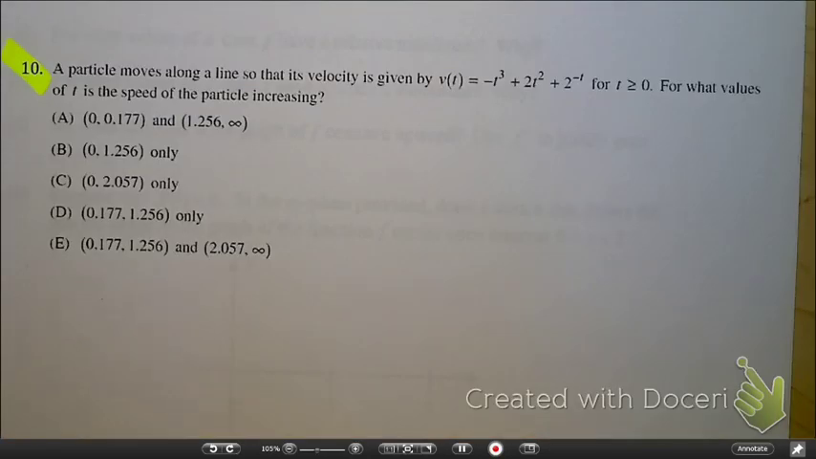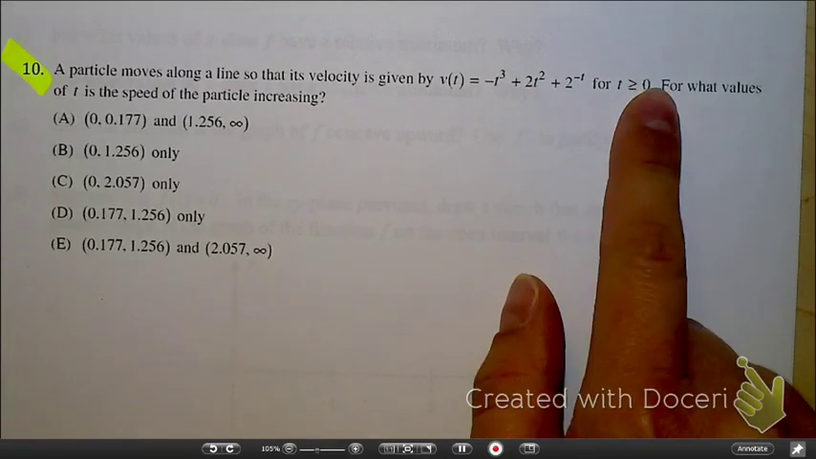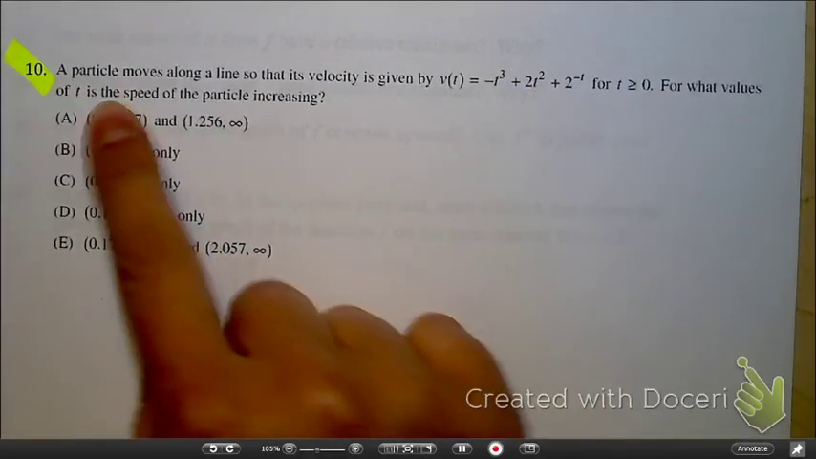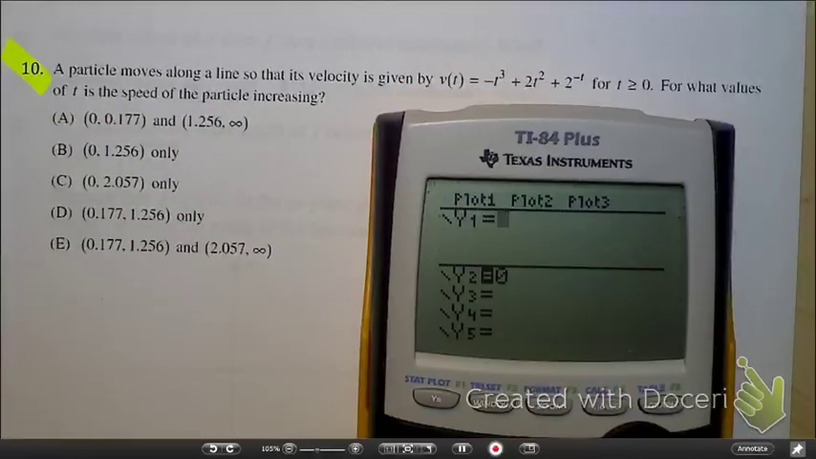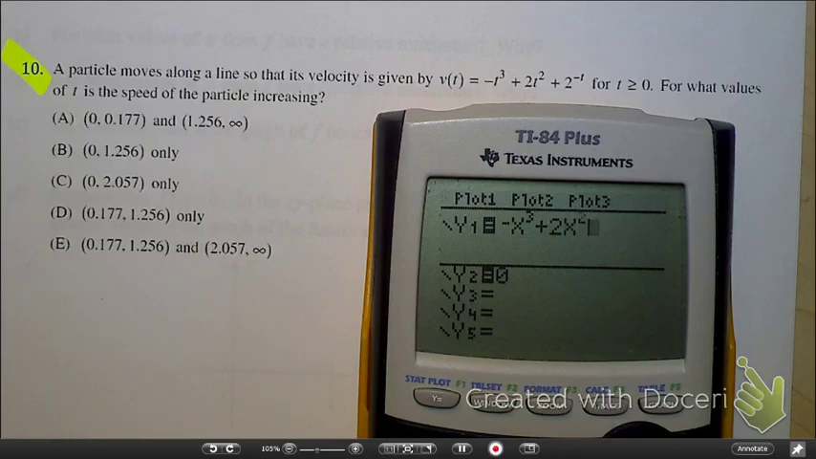Number 10 says a particle moves along a line so that its velocity is given by this function. It says for what values of t is the speed of the particle increasing? So let me graph this first. So if I graph this, it's going to be negative x cubed plus 2x squared plus 2 to the power of -x.